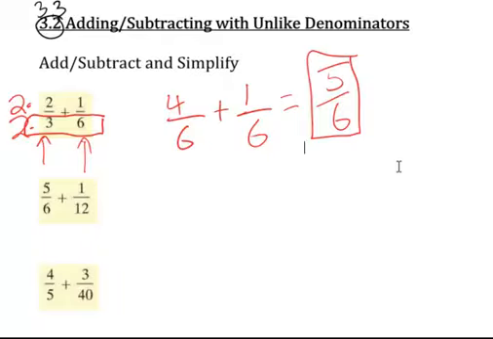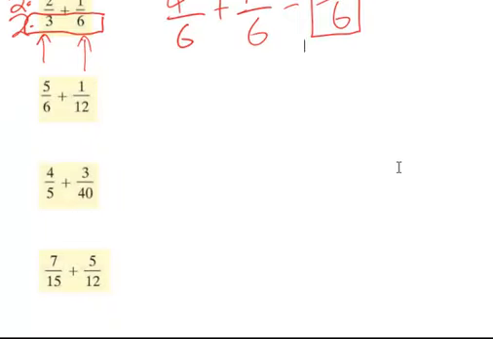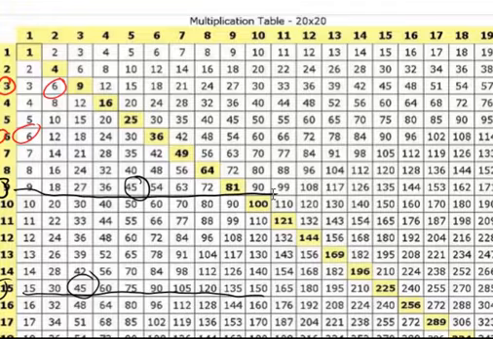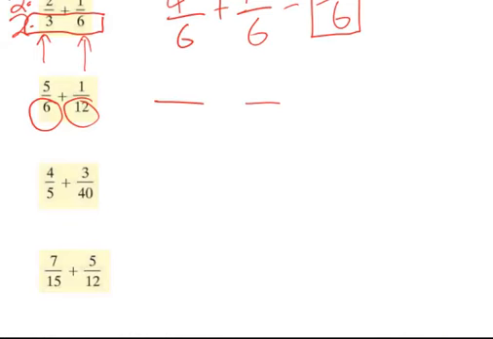Now, I'm going to do the same thing over here in this next problem. I'm going to look at my two denominators, 6 and 12. And again, if I pull up my table, I want to look at both 6 and 12, and the first number that they both have in common is 12. That's my common denominator. That's why I'm saying that my chart comes in really handy. I can see it, I can look at it, I can use it as a reference. So 12 is my common denominator.